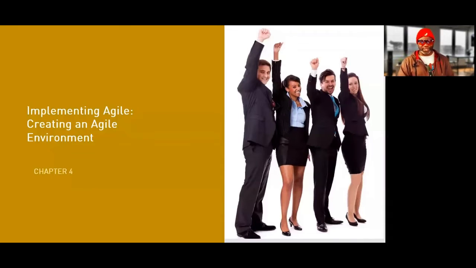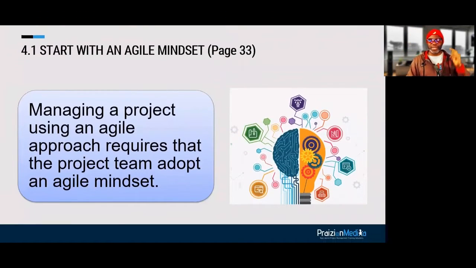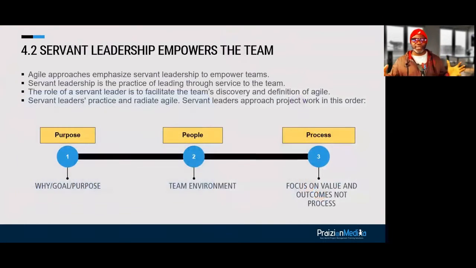Let's talk about implementing Agile. How do you implement Agile? Start with an Agile mindset. Managing a project using an Agile approach requires that the project team adopt an Agile mindset. Remember, Agile is a mindset. Now you want to think about the order in this way. Purpose first, because where there's no vision, the people are going to perish. We have purpose first. Then we think about the people. The people, once we know the vision, right? So an Agile approach emphasizes servant leadership. So you've got to think first about why are we here? Why are we doing what we're doing? Then the people, we create the team environment, and then we focus on value and outcomes, not process.